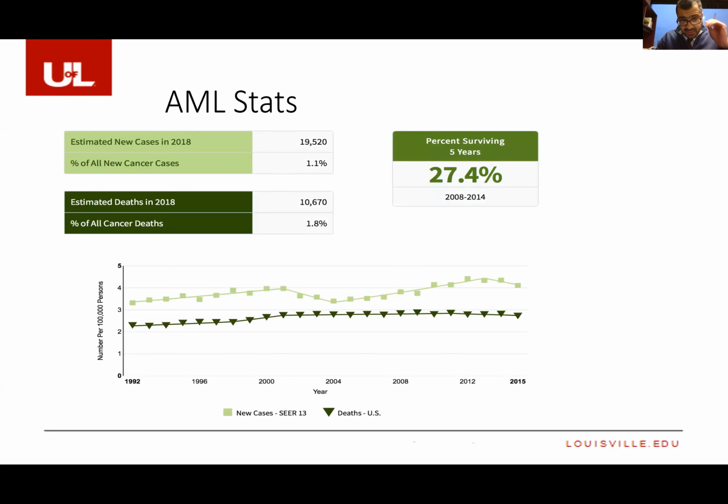Statistically, acute myeloid leukemia is not the most common cancer, of course. In the United States, it represents only about 1% of the newly diagnosed cancer. However, it represents about 2% of deaths of all cancers. And what's striking is the survival. The survival here in 5 years is only 27%, and that's only until 2014. A lot of things happened since then.